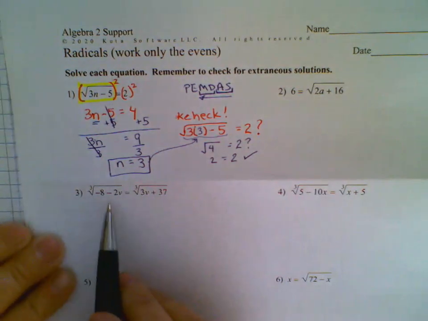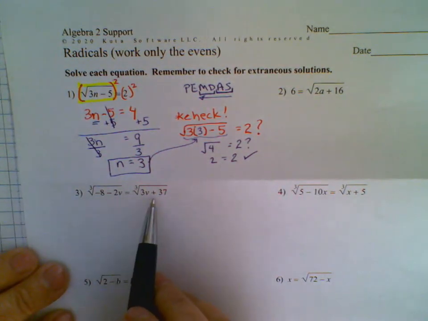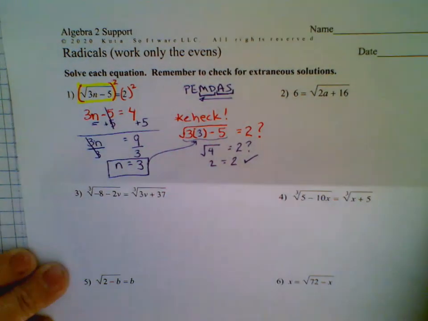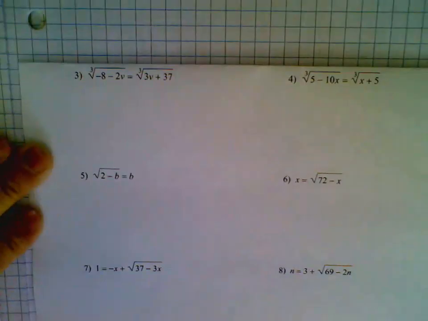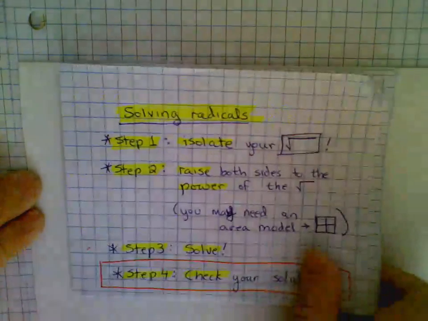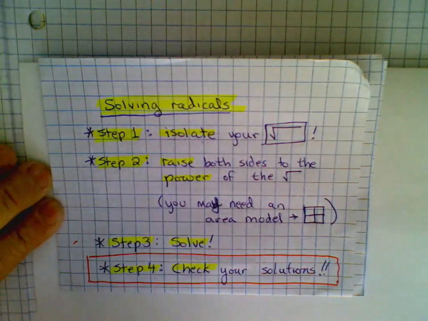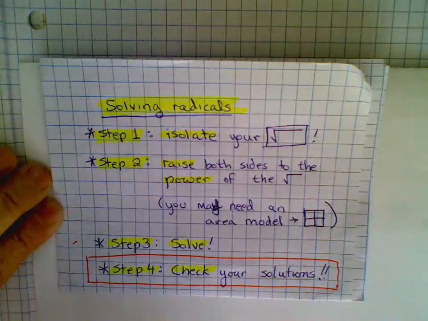The second type we're going to deal with is a radical equal to a radical. That's like number 3 or number 4. All right, so fold this under, and we'll be looking at number 3 in this video. If you haven't already written down the steps, you might want to pause the recording right now and write down those steps.